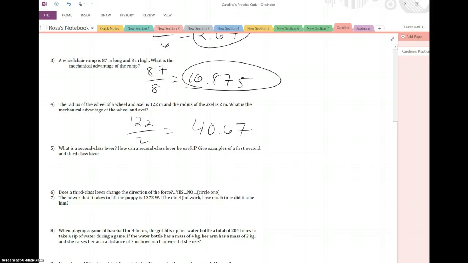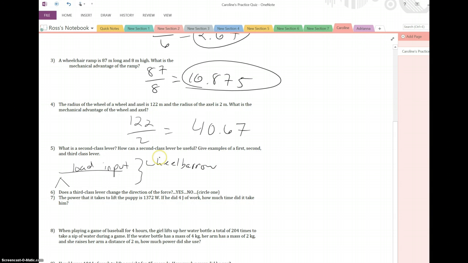What is a second-class lever? How can a second-class lever be useful? Give examples of a first, second, and third-class lever. Great question, would be worth lots of points. So a second-class lever would look something like this. Fulcrum, load, input. So your definition of a second-class lever would be that the load is in between the fulcrum and the input, meaning you picking it up. If we want an example of this, it would be a wheelbarrow.